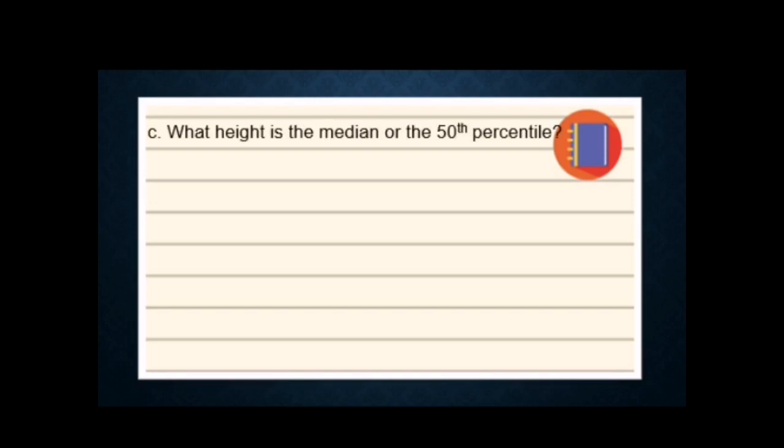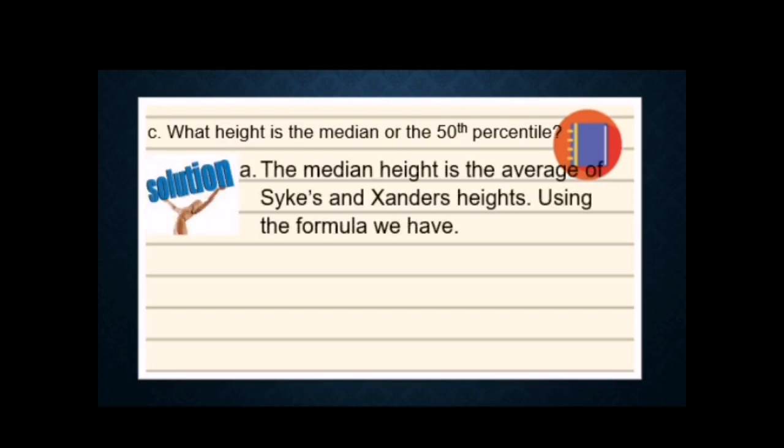Next, the last one. What height is the median or the 50th percentile? Of course, we have to use the formula. The median height is the average of Saik's and Sander's heights because we have 10 students. So 50, because we are finding the 50th percentile, times n, that is 10, over 100 plus 1/2. 50 times 10 is 500 over 100, that is 5, plus 1/2, and that will be 5.5. So P sub 50 is equal to 5.5.